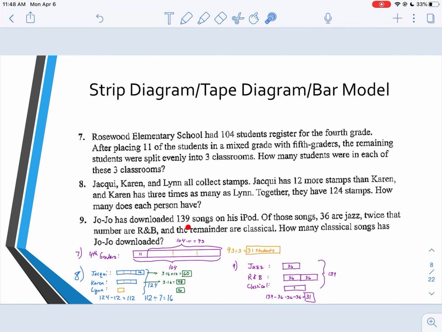For number 9, JoJo has downloaded 139 songs on his iPod. Of those songs, 36 are jazz, so I drew that. Twice that are R&B, so I did that times 2 to get R&B. And the rest are classical. I don't know how big to make this, but I just drew a box with a question mark. Altogether, he had downloaded 139. So if I just take 139 and subtract 36 3 times, that gives me 31 left. So he must have 31 classical songs left.